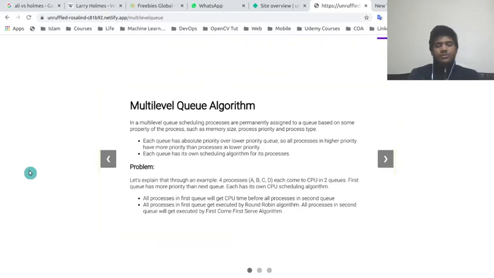So let's explore that more through a problem. In this example, there are 4 processes: process A, process B, process C, process D, which come to the CPU in 2 queues. The first queue has more priority than the next queue, and each queue has its own CPU scheduling algorithm. So the first queue with more priority will get executed before, and it consists of process A and B, and the second queue consists of process C and D. The first queue will get executed by round robin algorithm and the second by first come first serve algorithm.